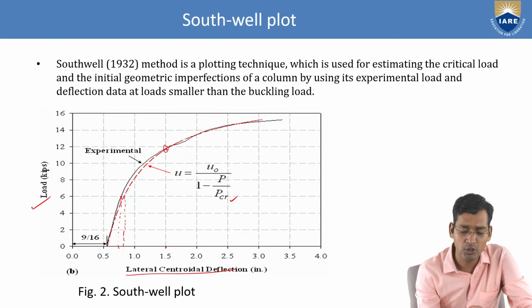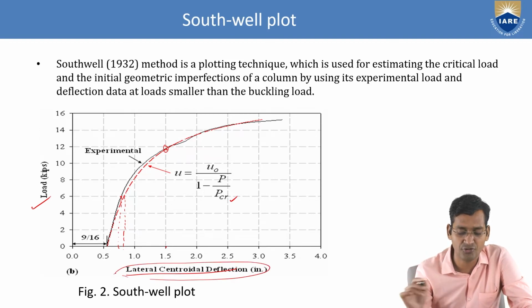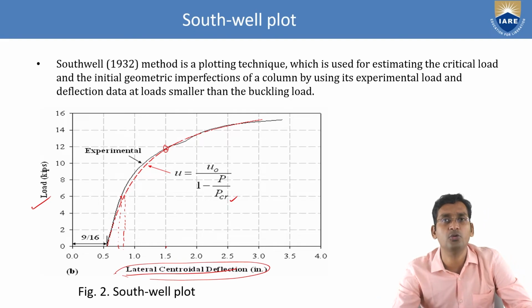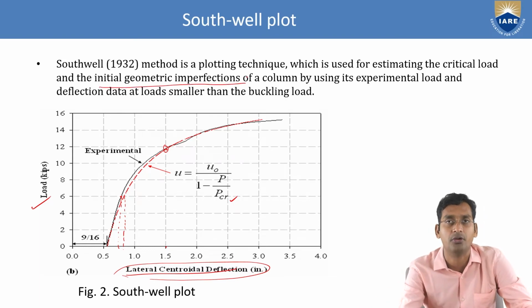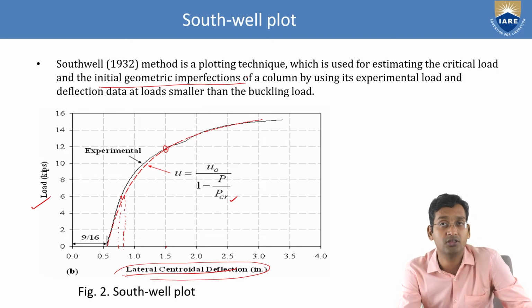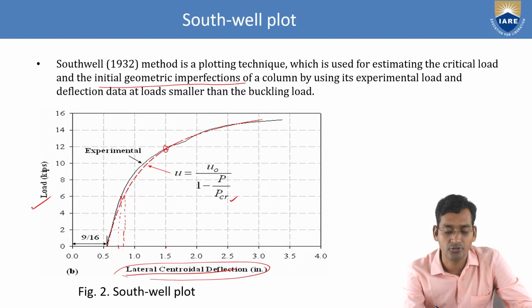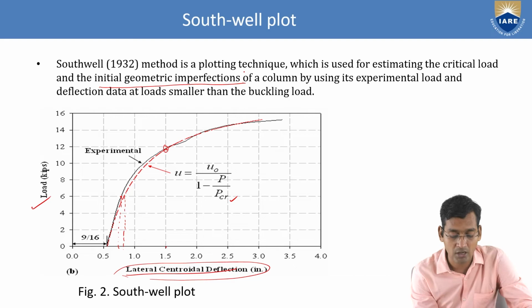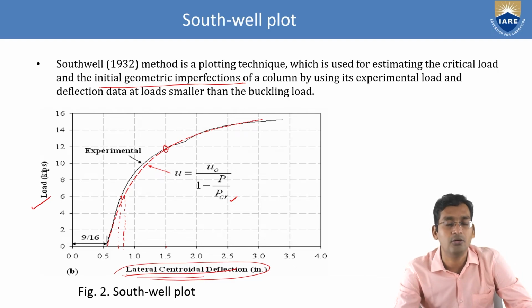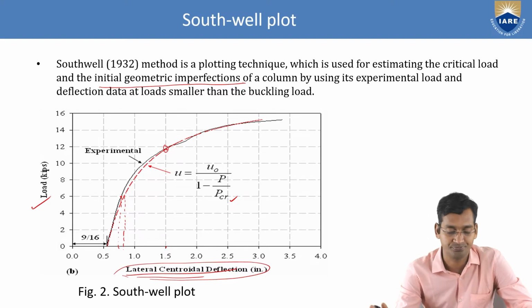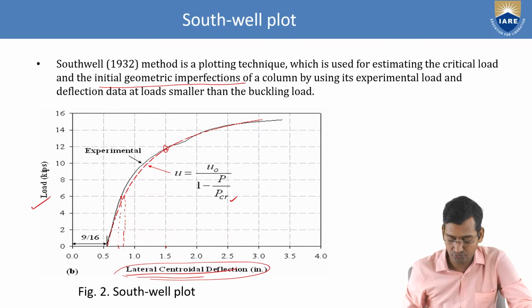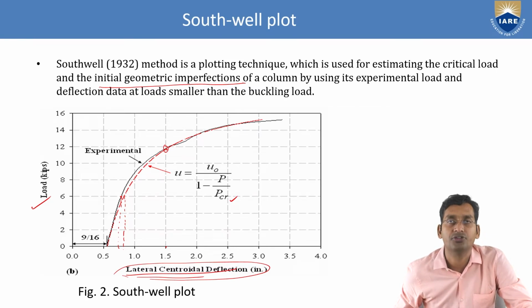So in a similar way, load and deflection. This is the case of lateral centroidal deflection. It's not necessarily only the lateral centroidal deflection, any type of deflection can be required. That's why this word is used, initial geometric imperfection. It is not necessary that only the lateral centroidal deflection will be there, longitudinal also will be there, and some shapes also will be there, right? So depending upon whatever is there, you have to take the deflection along the x-axis and load along the y-axis. Then that plot is called the Southwell plot.